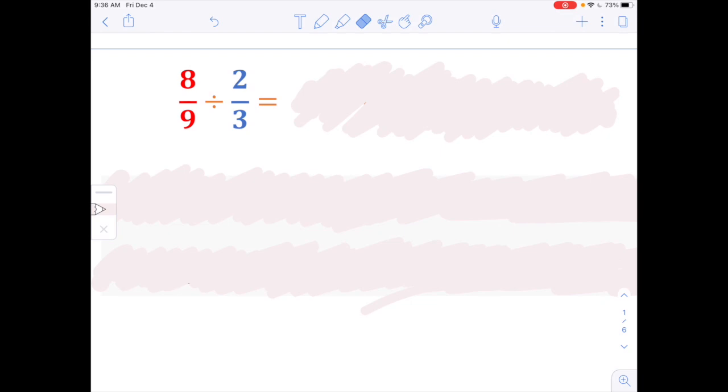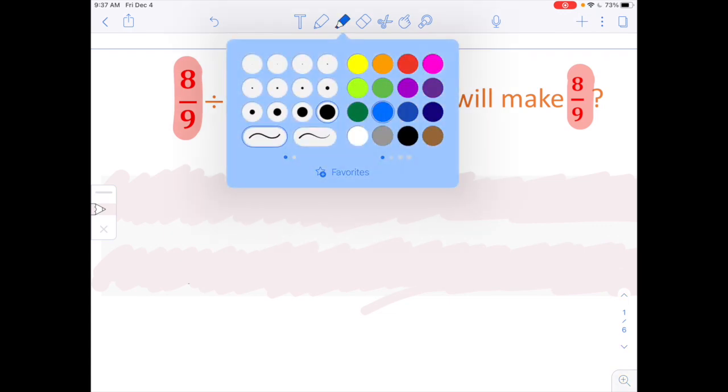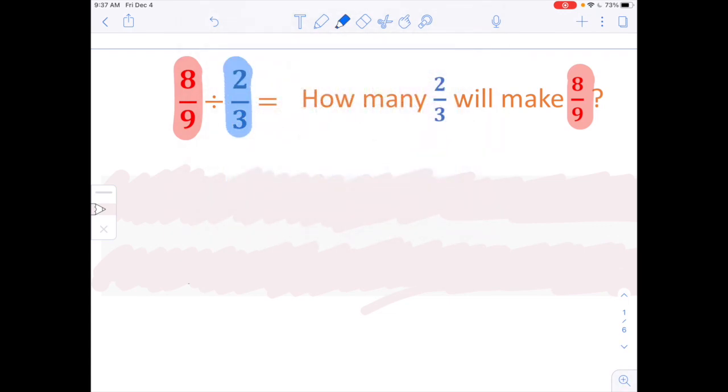Dividing problems are hard to visualize, and it's got fractions on top of it. So I'm going to flip this question a little bit into this. How many 2/3 do I need to make 8/9? Or how many 2/3 will make 8/9? I also want you to notice that the order of the fractions has kind of changed. 8/9 was first, but now it's at the end of this sentence, and 2/3 was the second fraction, and now it's the first one. All right, so remember with division, we start with the total.